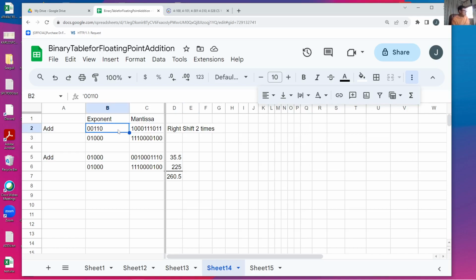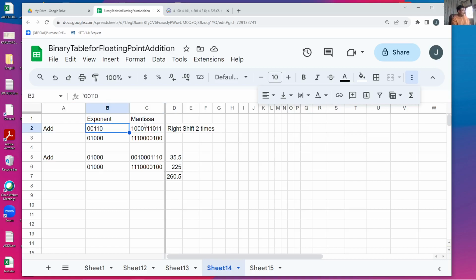First exponent is 6, being 00110, which is equivalent to a decimal value of 6. The second exponent is 01000, which is 8. So between 6 and 8, there's a difference of 2. So what we will do to the smaller exponent is adjust the mantissa to the right, so that its exponent will be the same as the bigger exponent.